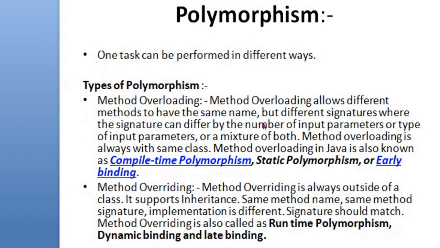Method overriding is always outside of a class and it supports inheritance. Same method name, same method signature, but the implementation is different. The signature should match. Method overriding is also called runtime polymorphism, dynamic binding, and late binding.